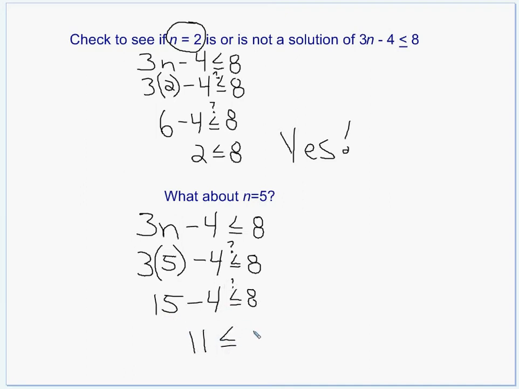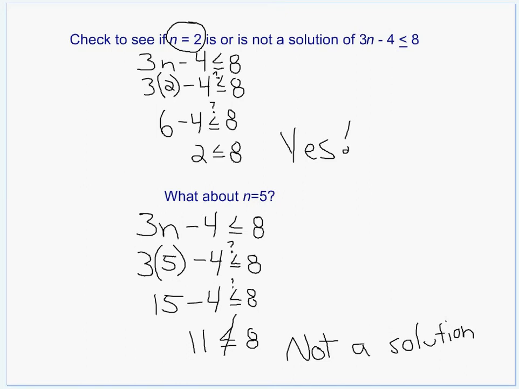And let's continue simplifying. 15 minus 4 is 11. 11 is less than or equal to 8. Is 11 less than 8? No. So we're going to cross through that, and we're going to say no, or you could say not a solution. Okay, either one is fine. Okay, and inequalities or equations, they both can have ranges of answers, okay? So don't get stuck thinking that only one answer works.